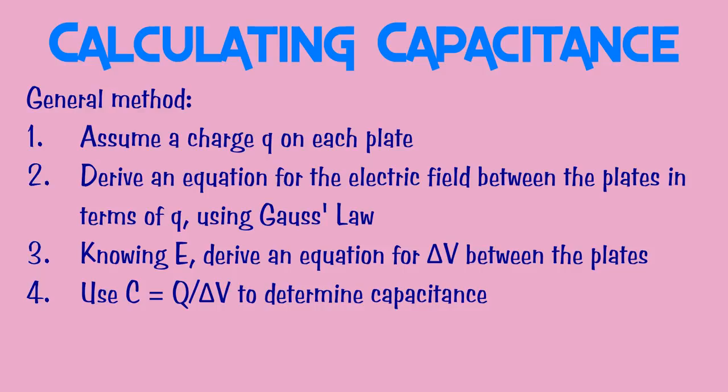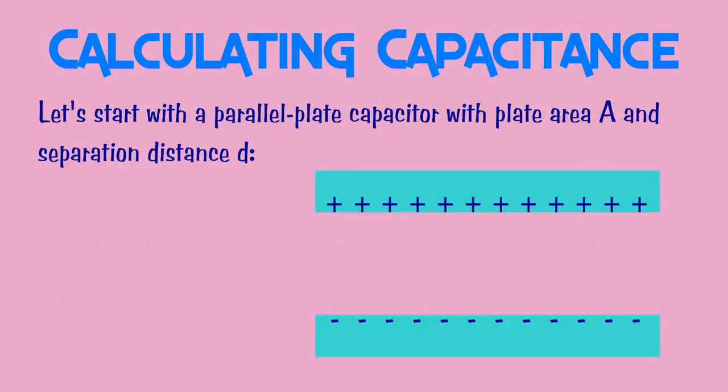We're going to then derive an equation for the electric field between the plates in terms of Q, and we're going to do so using Gauss's law. So we're really going to focus on finding capacitance for capacitors with some good geometry. And then, knowing that electric field, we'll derive an equation for the potential difference between the plates, using the fact that the potential difference is equal to the negative integral of E dot ds. And lastly, we'll use our equation for capacitance, which is that C is Q over V, to determine the capacitance of our capacitor.